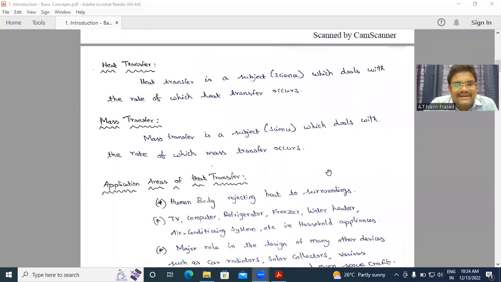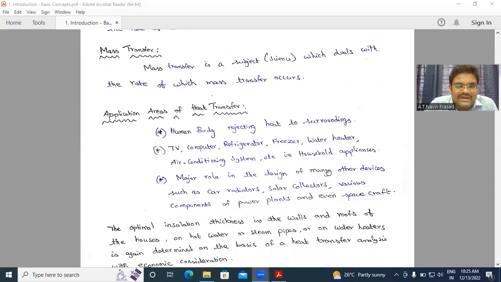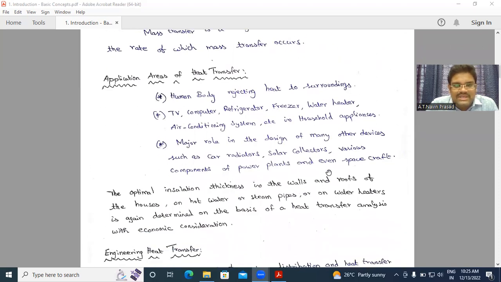So what is heat transfer? Heat transfer is a science which deals with the rate at which heat transfer occurs. In the same way, mass transfer is the science which deals with the rate at which mass transfer occurs. The applications of heat transfer are, for example, the human body. The human body is rejecting heat to the surroundings. It is a best example.